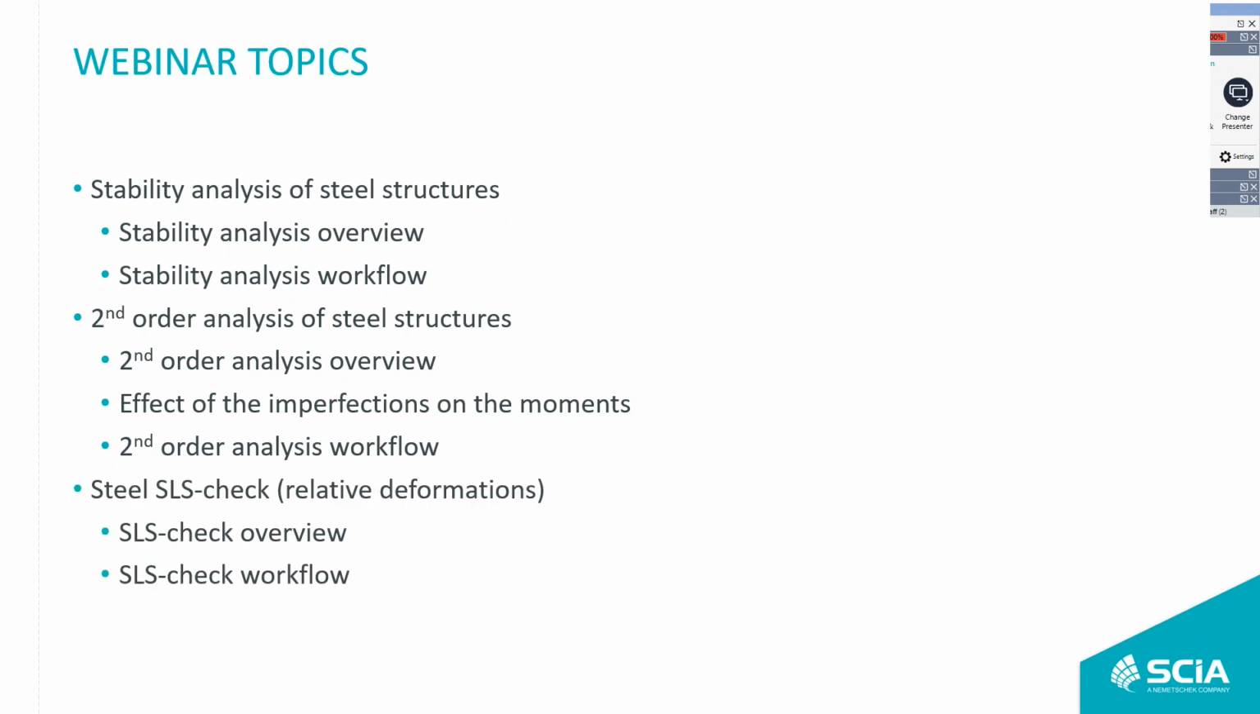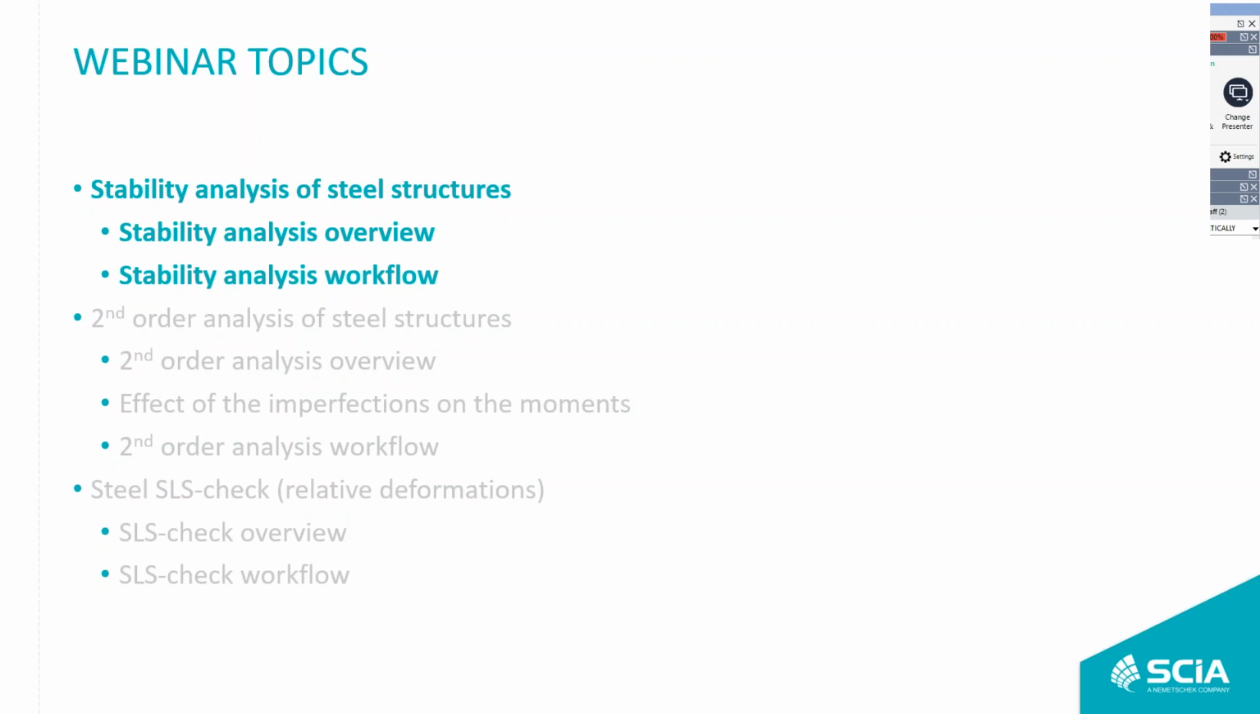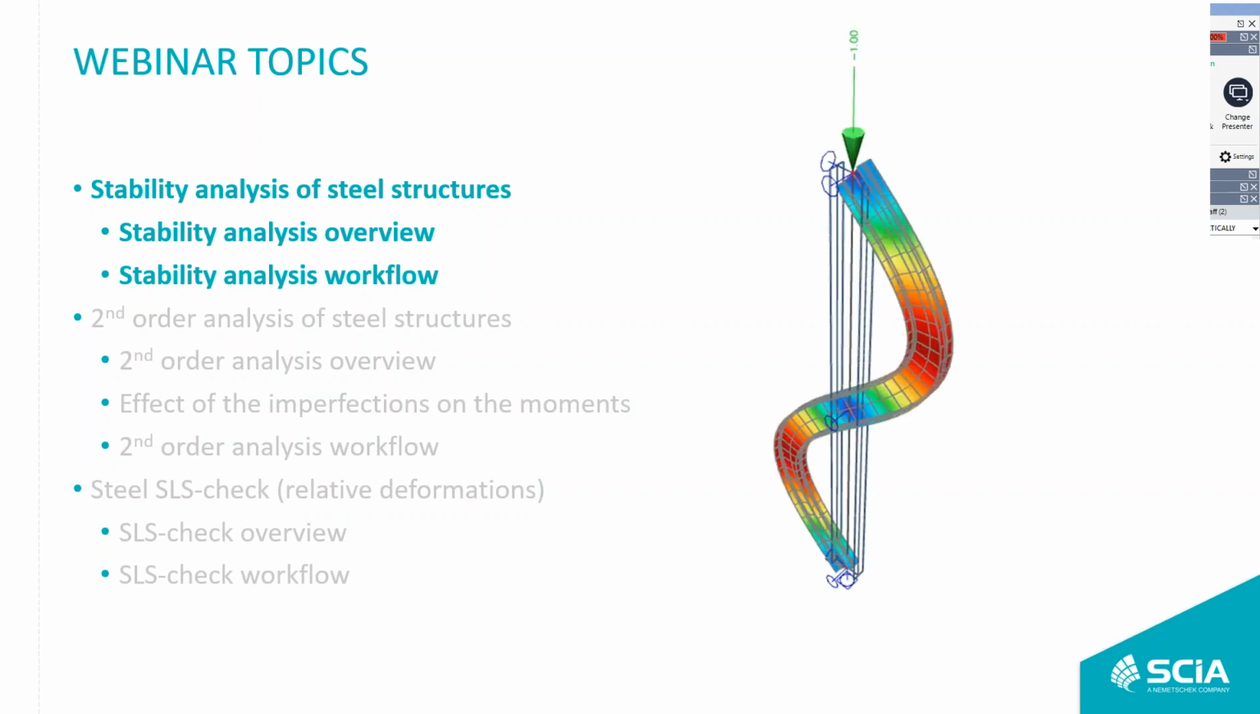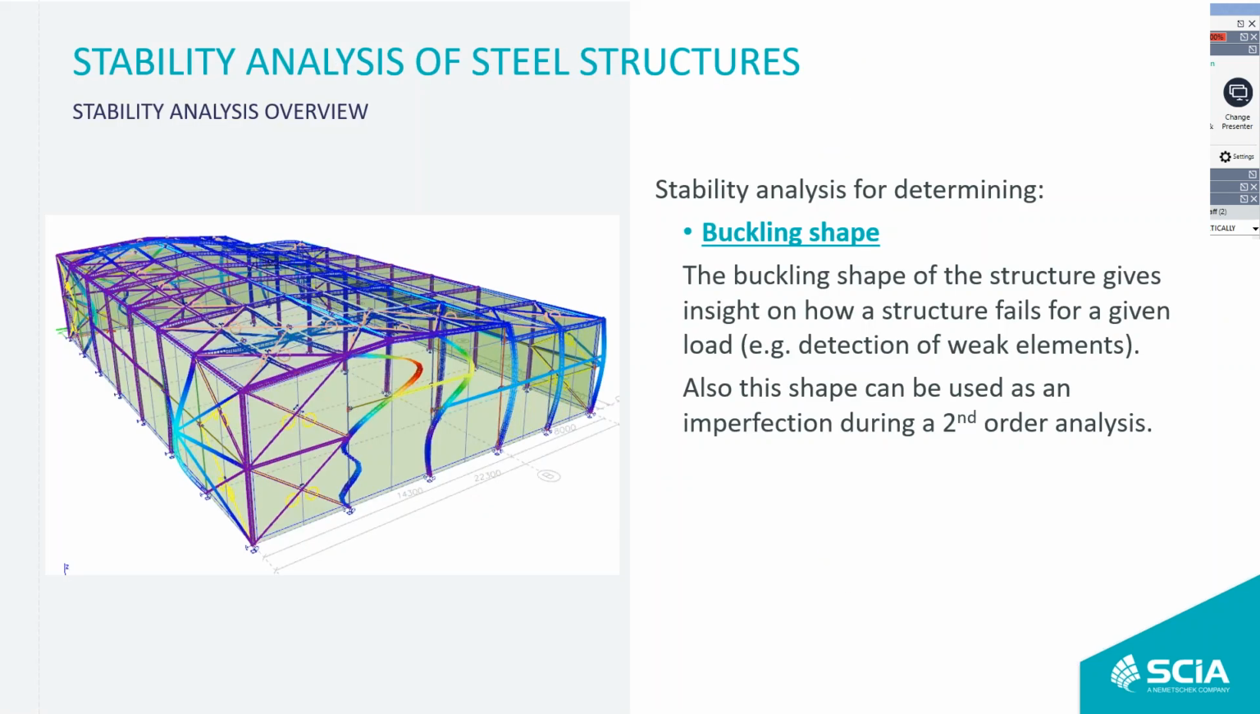And the third and last part will be the steel SLS check, which is a relative deformation check. Again, there I will give an overview about the check and also a workflow for that SLS check. So first things first, let's start with stability. So stability analysis of steel structures.